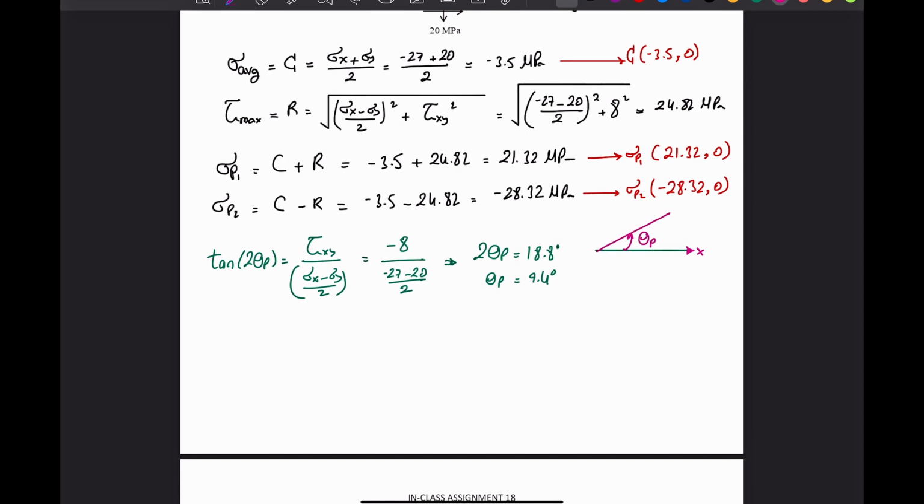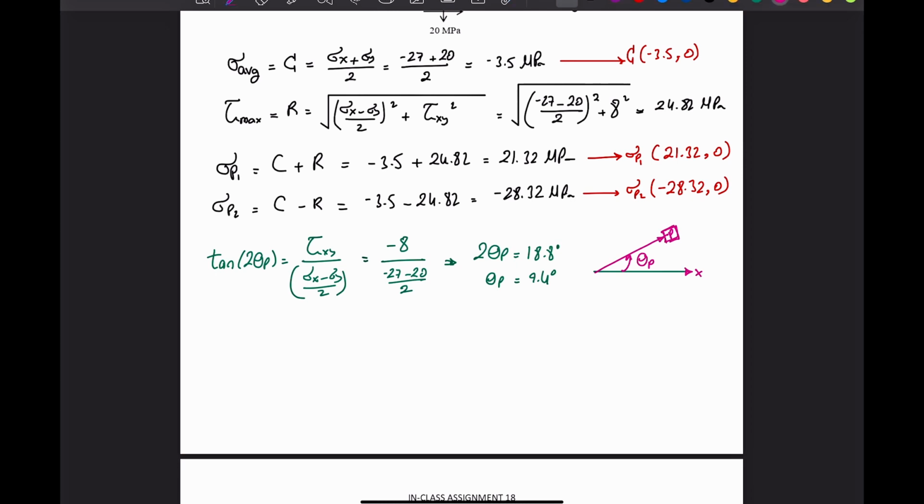So here is the principal plane, or the principal stress element, where the principal stress is going to be. From the x, I have to rotate counterclockwise. One more thing I need to know from this equation: it tells me two things. If it's positive, that means I'm going counterclockwise, and that's the sign convention for theta. If theta is positive, I'm going counterclockwise.